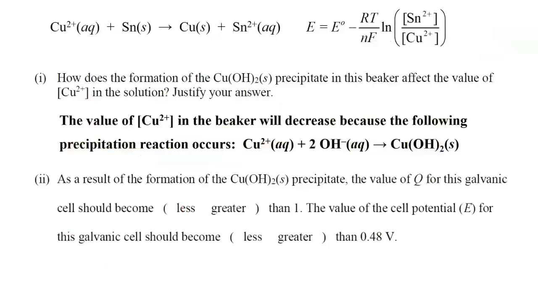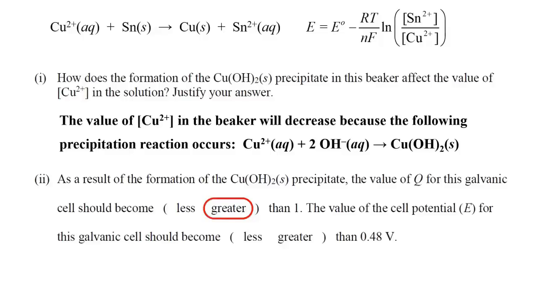The follow-up question is, as a result of the formation of this solid copper hydroxide precipitate, the value of Q for this galvanic cell should change how? Well, if the ratio is concentration of tin divided by concentration of copper, we have just decreased the amount for the concentration of copper, and that's in the denominator. So when the concentration of copper decreases, it's going to cause Q to become greater than 1. So we are decreasing the amount of a reactant, and so that ratio now becomes greater than 1.